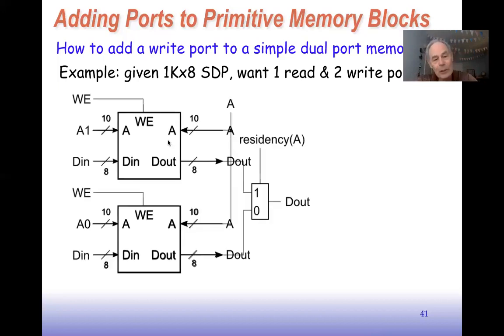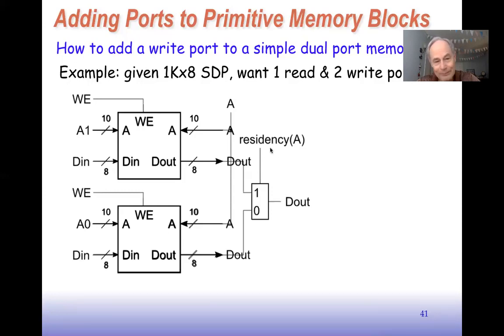If we have a multiplexer here, we can choose the proper memory to send the data to the output based on some function that tells us where that particular address is stored, right? Because if we want to allow these two write ports to work independently, we don't know which memory the data will end up in. So this residency function will tell us either a zero or a one, which will indicate which memory that address resides in, right?